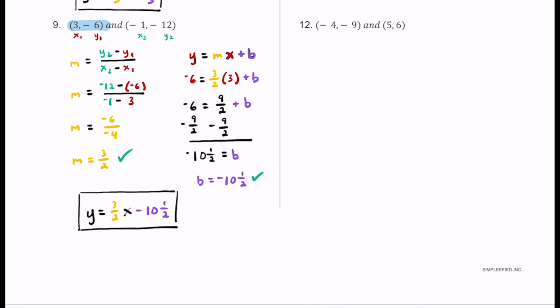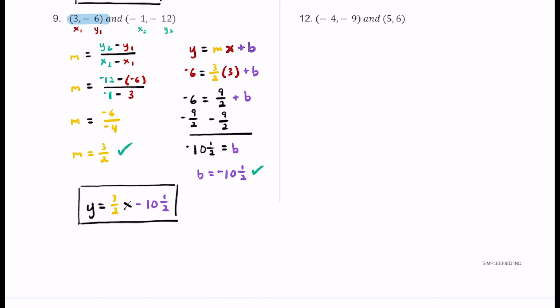Alrighty, last problem for number 12. It's just as bad as all the other ones, it seems. No 0, anything, so let's just go ahead and find slope first. We have our x1 and y1 labeled, and we have our formula for slope. So let's just go ahead and substitute in to see if we can figure out that slope.